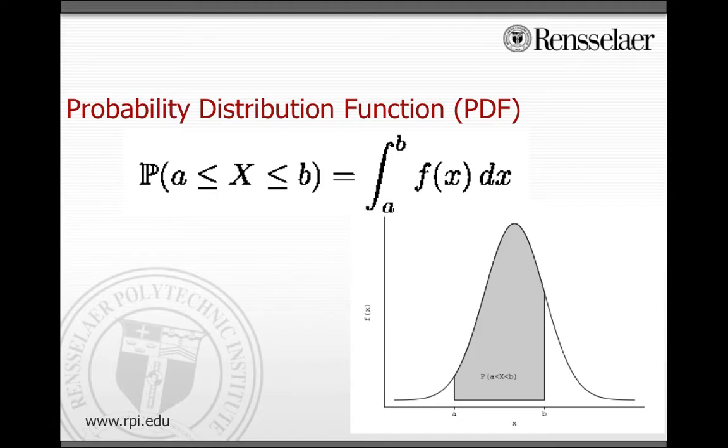This expression can also be represented graphically, as you can see in the bottom right. The probability that x is a value between a and b is equal to the shaded area under the curve of f of x.